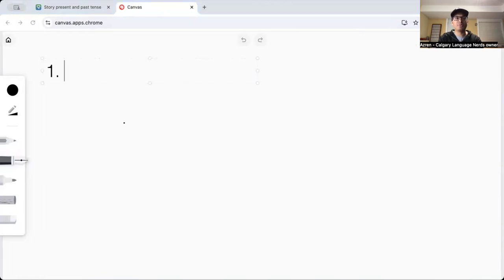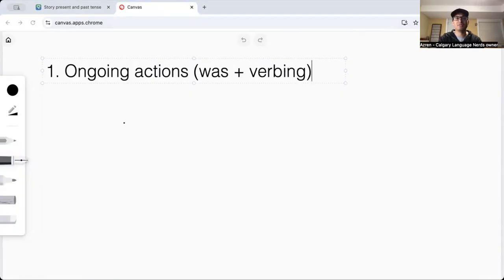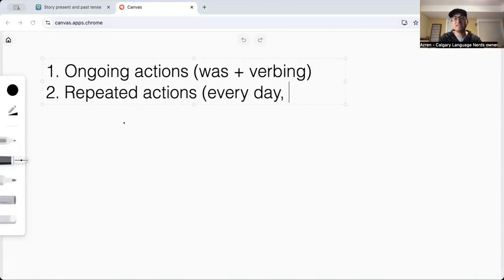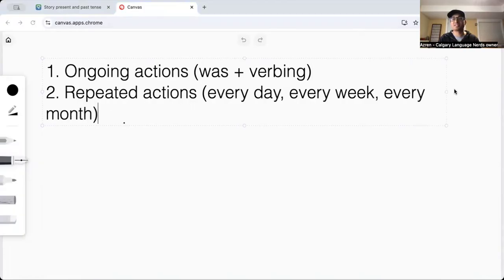We use it for ongoing actions. This will usually present itself as "was" plus verb-ing. We use it for repeated actions. We have things like every day, every week, maybe every month. We have these "every" types of words, every something, and that triggers this imperfect past tense. We have things you used to do, right?